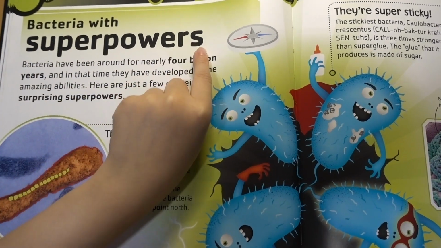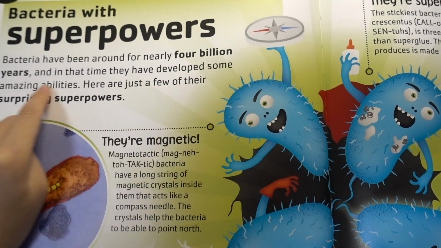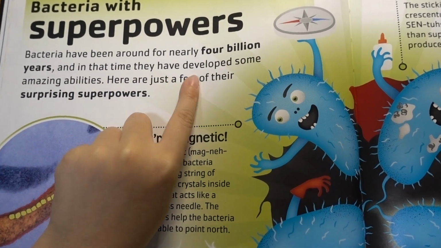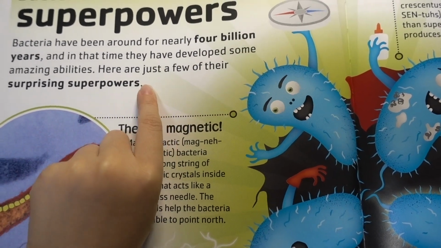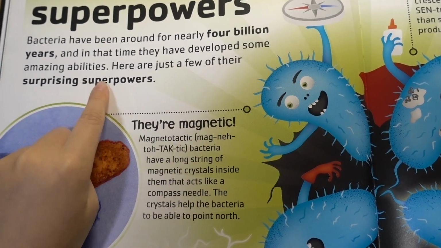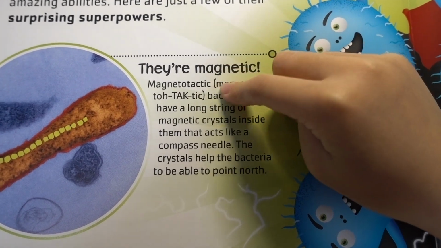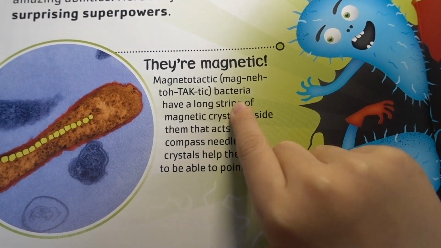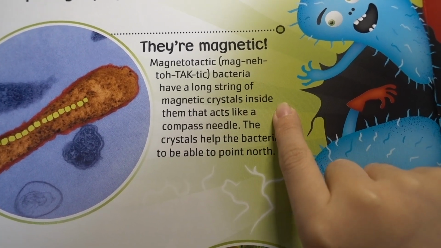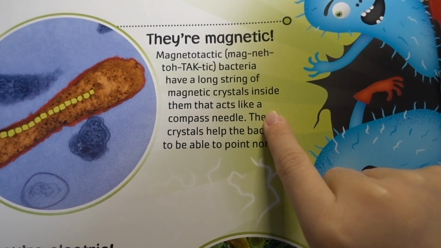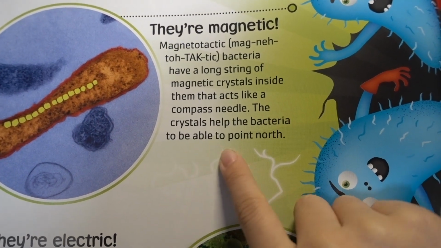Bacteria with superpowers. Bacteria have been around for nearly 4 billion years, and in that time, they have developed some amazing abilities. Here are just a few of their surprising superpowers. They're magnetic. Magnetotactic bacteria have a long string of magnetic crystals inside them that acts like a compass needle. The crystals help the bacteria to be able to point north.